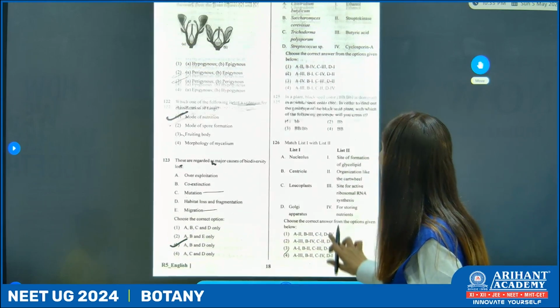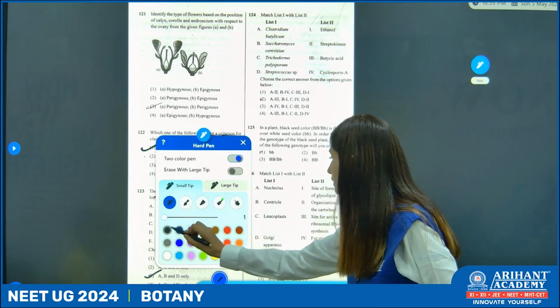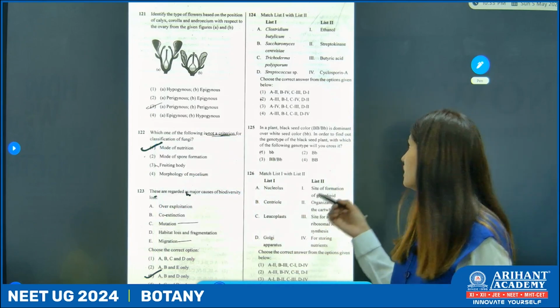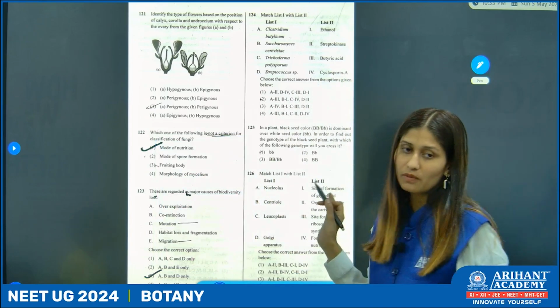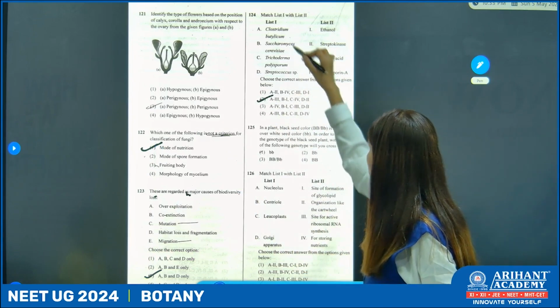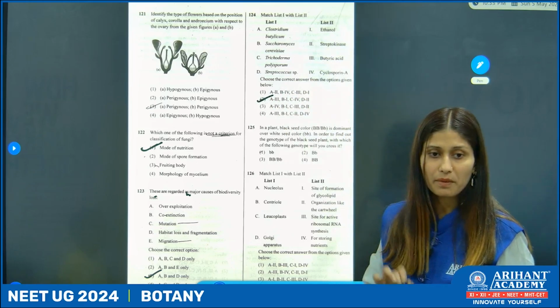Next question. Again, one more match the following type question. Okay. So here you are supposed to match the right one. This is from the chapter microbes. Very easy. So it's simply by matching this, you can easily make out that it is the option number 2.